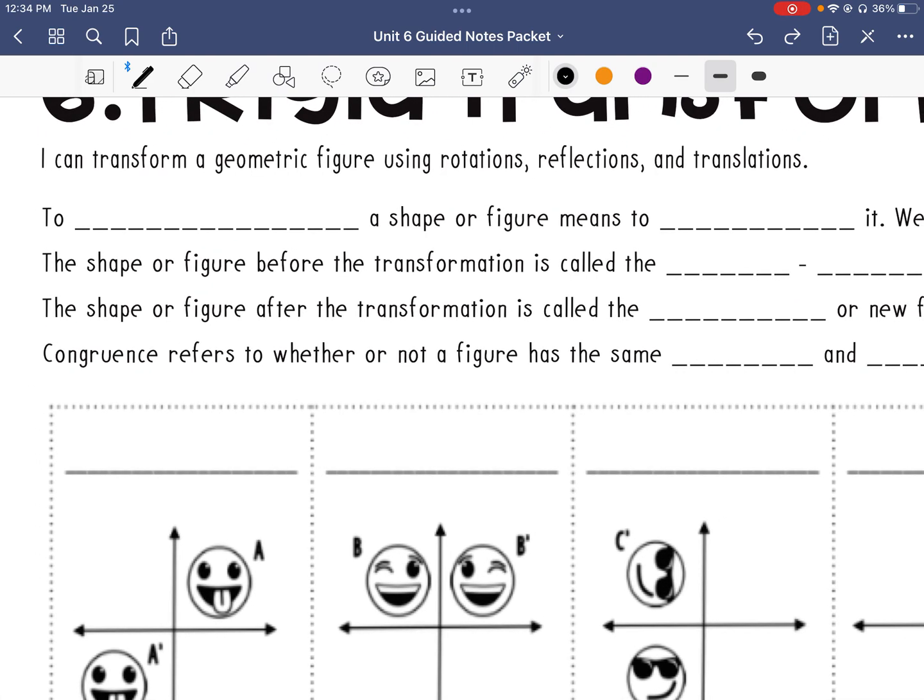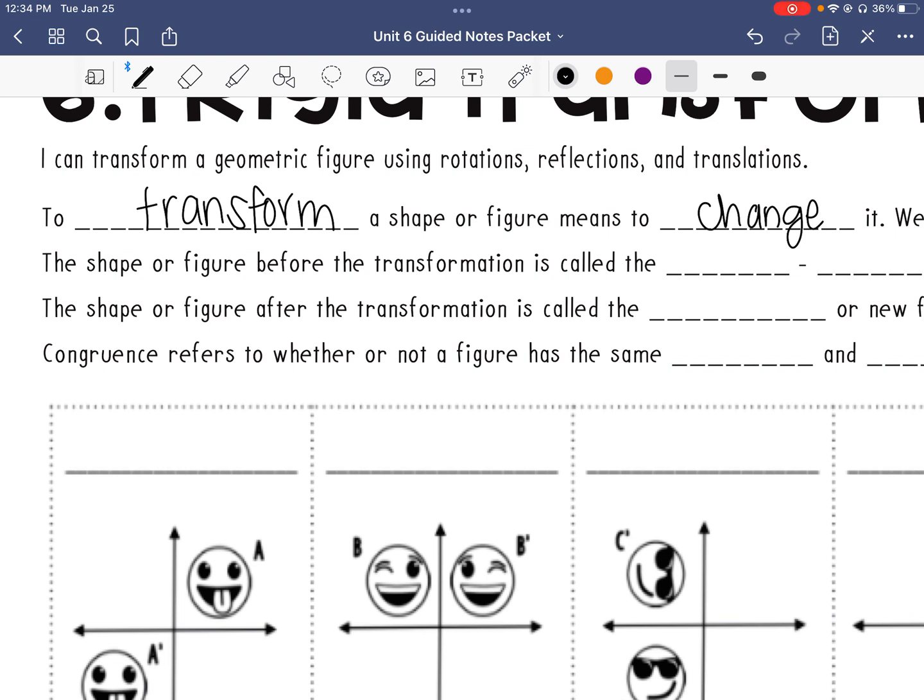So we've been talking about transformations. We keep using that word. So let's go ahead and define it. To transform a shape or figure means to change it.